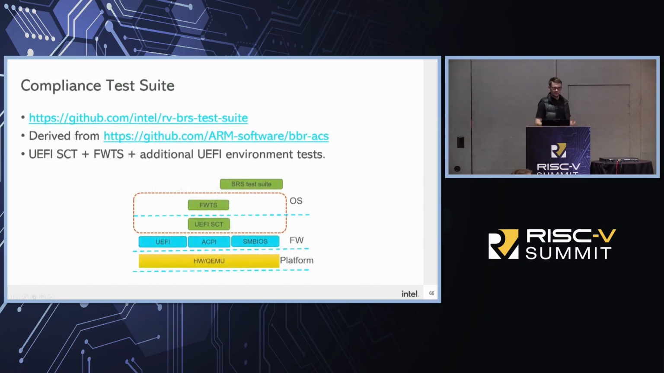Moving quickly onto the compliance test suite, the work is ongoing. This is basically a fork of the ARM BBR ACS. BBR is the base boot requirements. It's kind of the model that we copied with our BRS, you know, BBR, BRS. The BBR is the ARM spec that describes the booting interface. So we took the BBR ACS, the compliance suite, and here's the overall architecture.